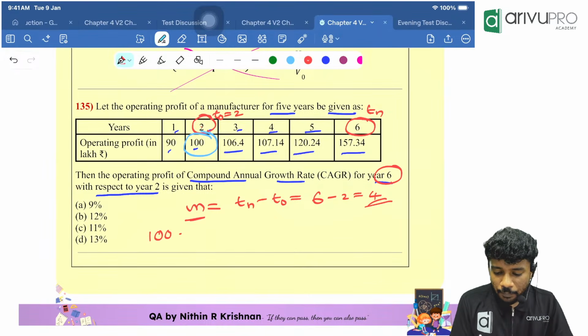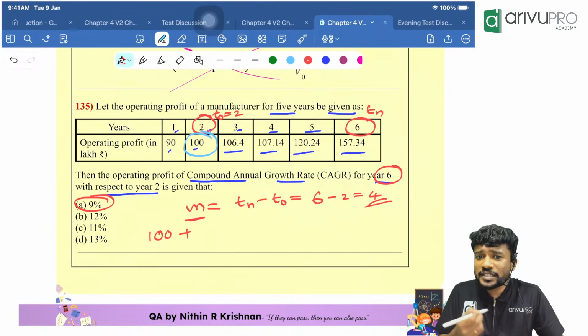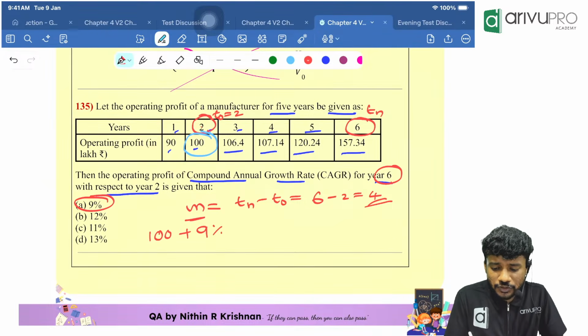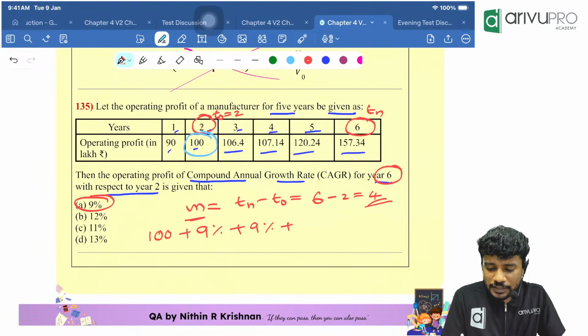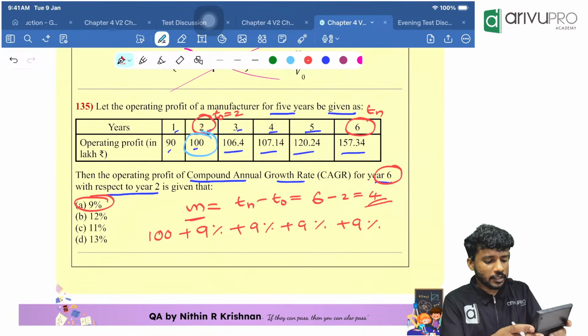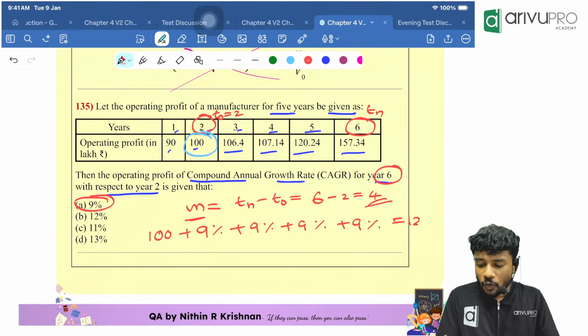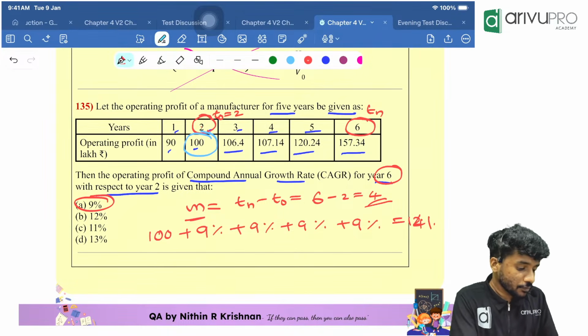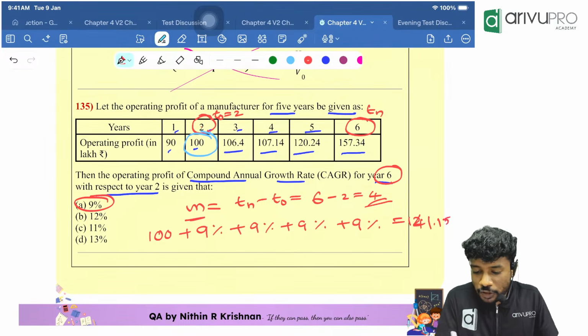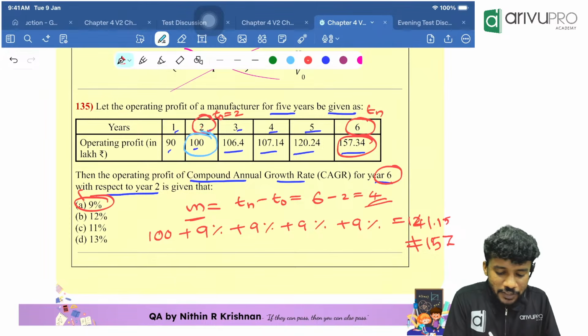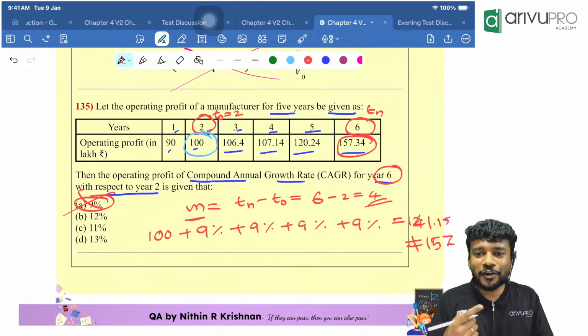Type 100 plus. First option, we are going to see how much the CAGR percentage increase is. That is plus 9% plus 9% plus 9% plus 9%. How much is it coming to be? 1.158. Is that equal to our 157? No. Option A is wrong.